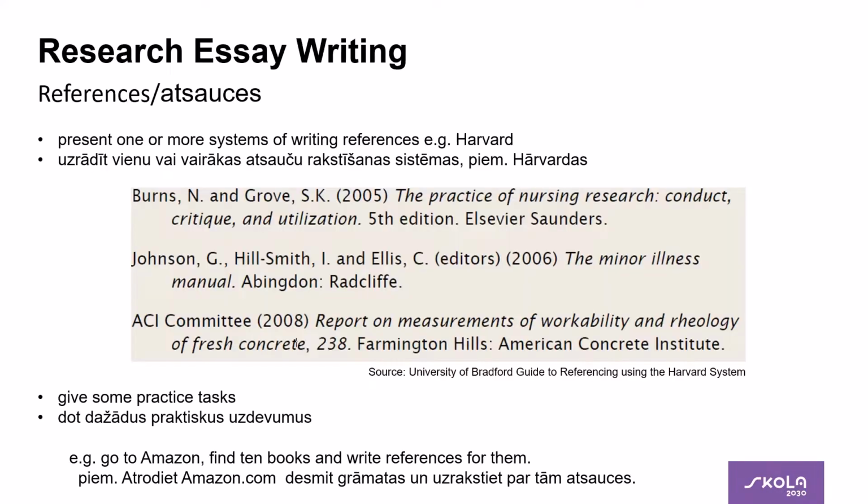There should be a list of essay references. Now, these references are only the articles and the books which are referenced in the text. They're not extra reading or reading which you haven't actually used. They have to be mentioned in the text. And just like citations, use one system and give some practice tasks. An easy practice task for references is go to Amazon, find 10 books and write references for them using the appropriate system.